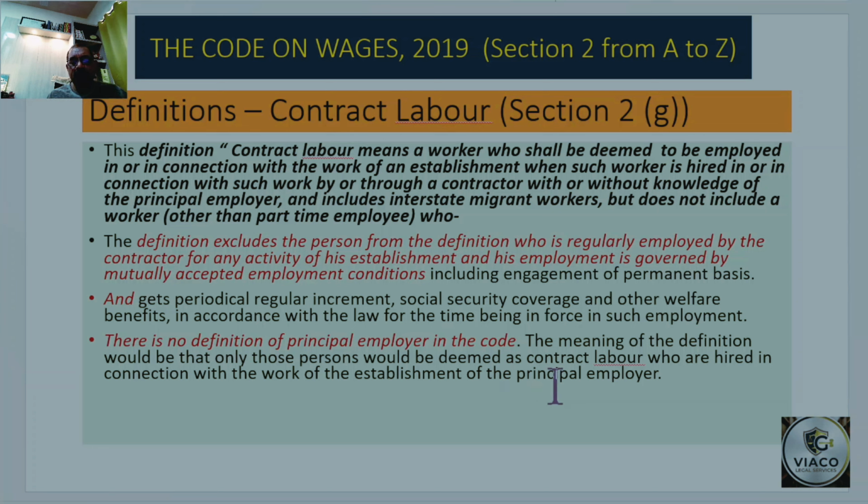Now, suppose contract labor is engaged in the establishment, what does it mean? Are they engaged with the contractor? Are they engaged with the principal employer? They are engaged with the contractor because they are working in their own establishment. But now suppose they are working in the establishment of the principal employer. In that case, do you call them contract labor or do you call them employee? They are contract labor now because they are being engaged for the work of the principal employer's establishment, no doubt about that.